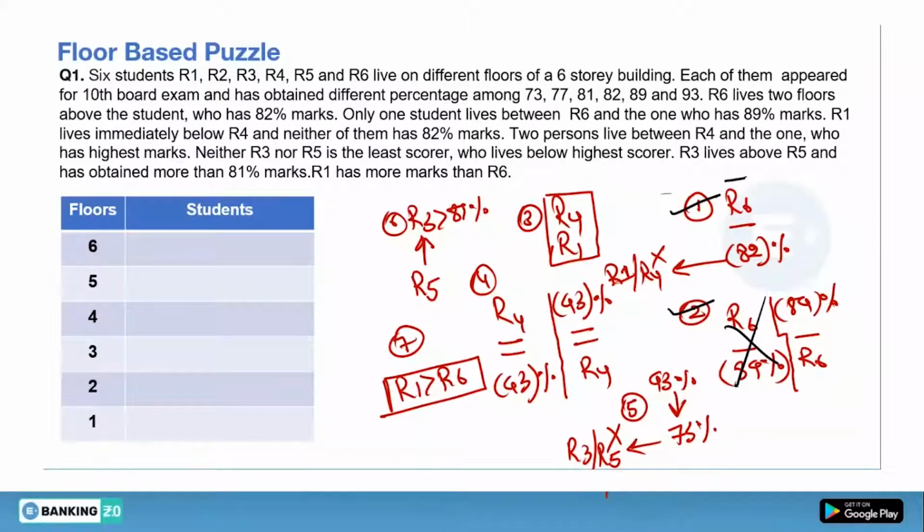So above R6 only 89% student will go. Okay, so how many floors we have fixed? 1, 2, 3, 4, 5. 5 floors we have fixed. So we can put this hint in our puzzle.